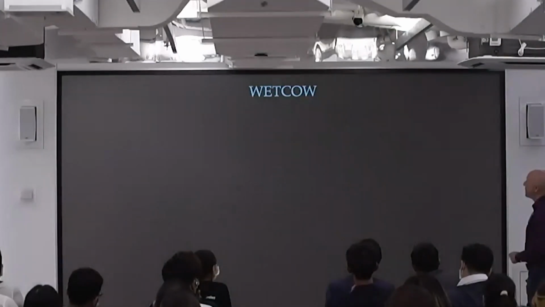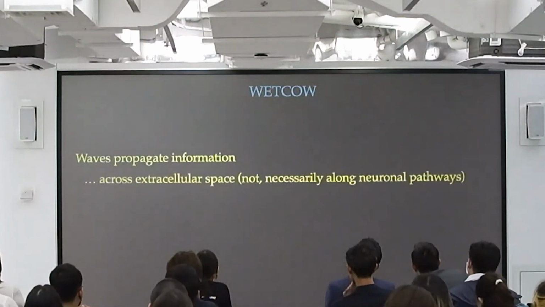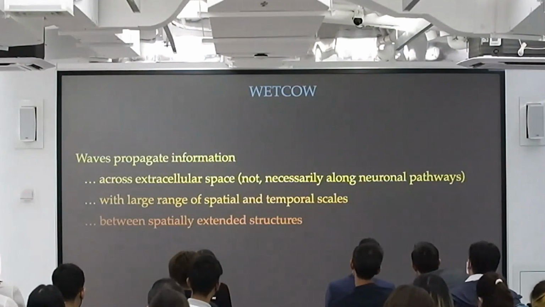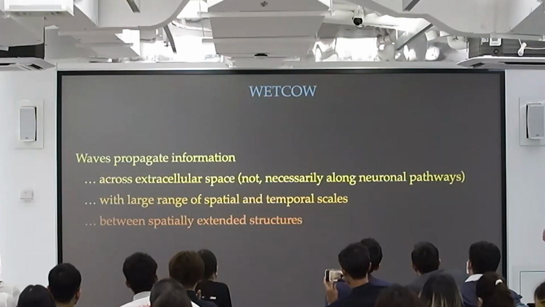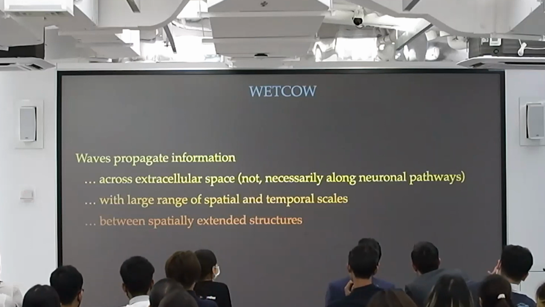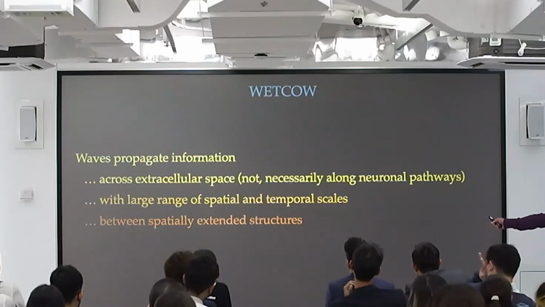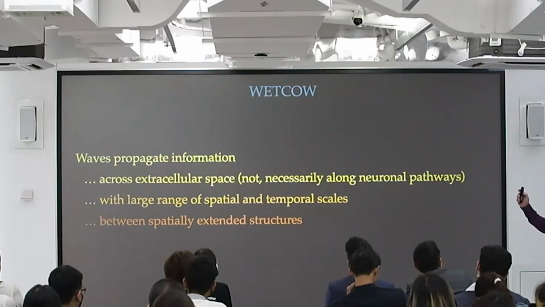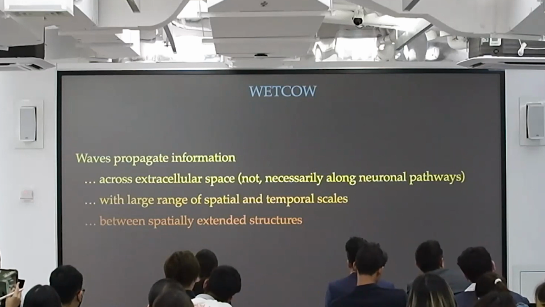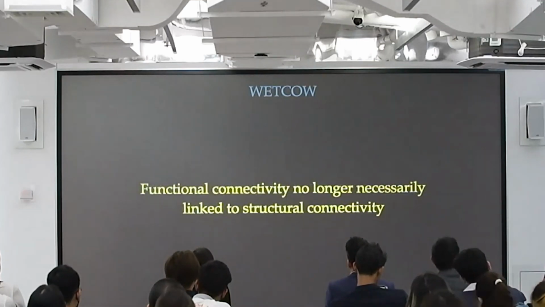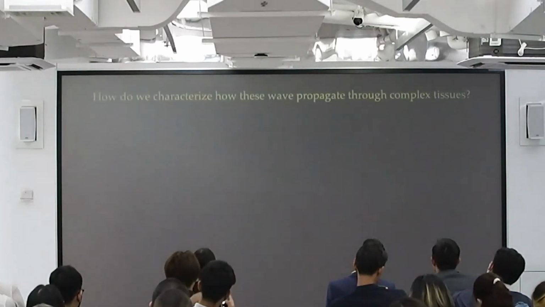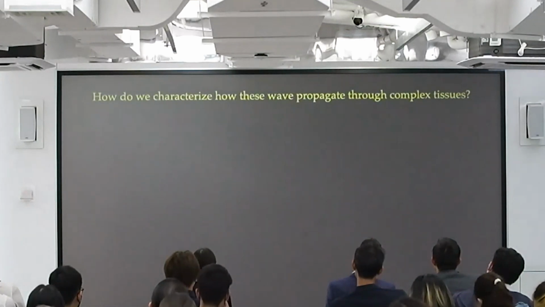Okay. So what are the other consequences of this? Waves propagate across extracellular space, not necessarily along neural pathways, over a large range of spatial and temporal scales. The wave patterns, I'll talk about in a second, are very complicated. And between spatially extended structures, A and B can talk even if they're not neuronally connected. You can imagine how much of a problem we were given when you present this. Any of you people out there who are in the publishing game, you get a lot of resistance. That's okay. So functional connectivity is no longer necessarily linked to structural connectivity. That is absolutely critical. So how do these waves propagate through tissue?